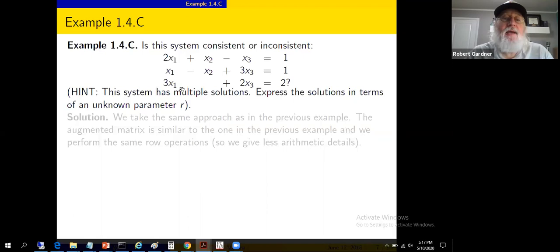This looks a lot like what we just had, except the 3 that was causing a problem in that previous example, I replaced it with a 2. We won't have that problem we had before, but we still got some weird behavior.